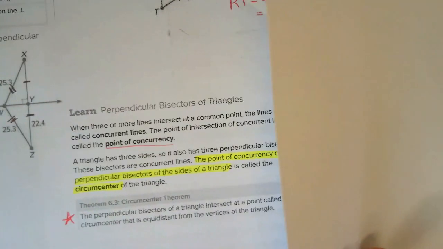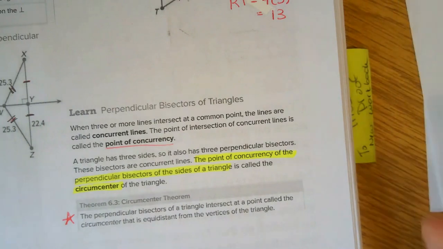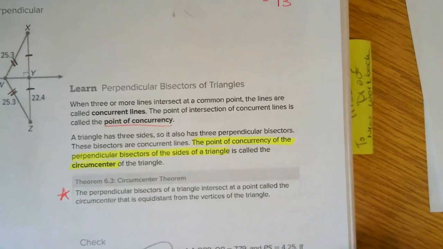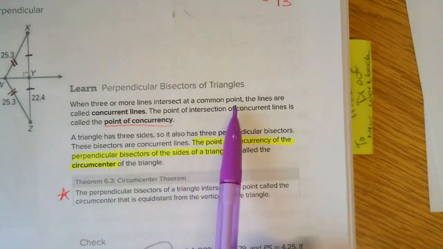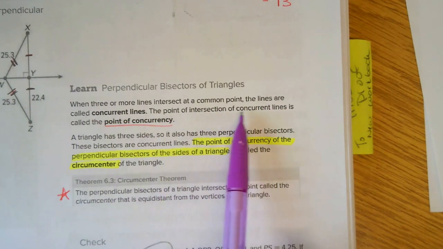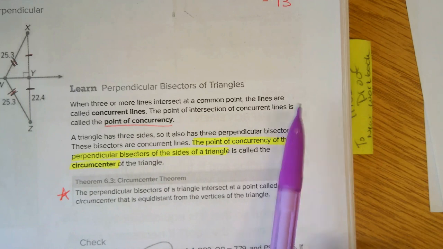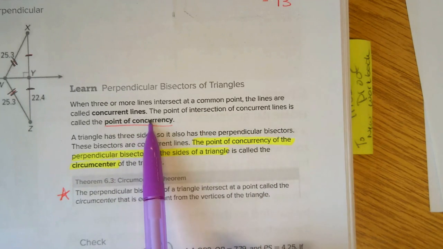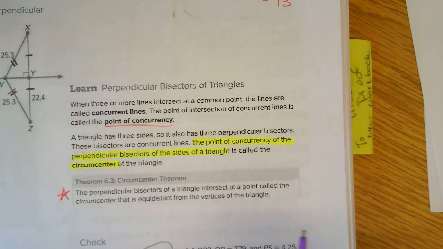Okay, some vocabulary. We're going to use the words point of concurrency. So when 3 or more lines intersect at a common point, the lines are called concurrent. The point of intersection of those concurrent lines is the point of concurrency. So in other words, their intersection point is what that point of concurrency means.